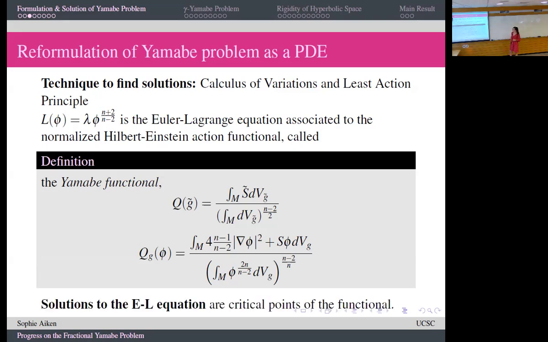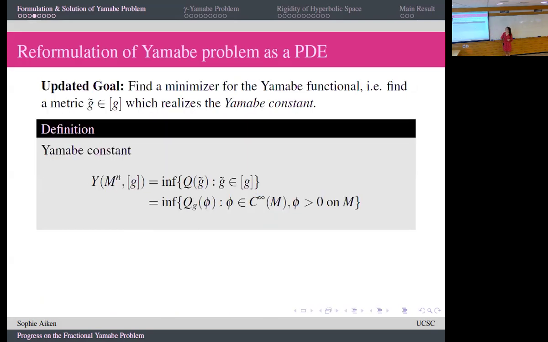Now we see that solutions to our Euler-Lagrange equation, which is the Yamabe equation, are just critical points of this functional. So we're going to look specifically for minimizers of the functional, and call the Yamabe constant its infimum across the conformal class. If we can realize the infimum, then we've found a minimizer, and we know that we have a solution.